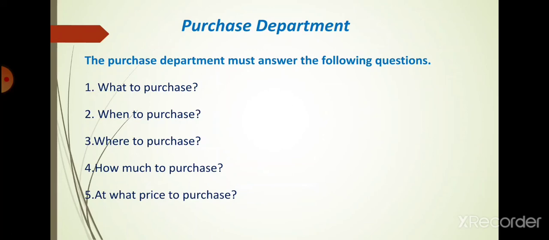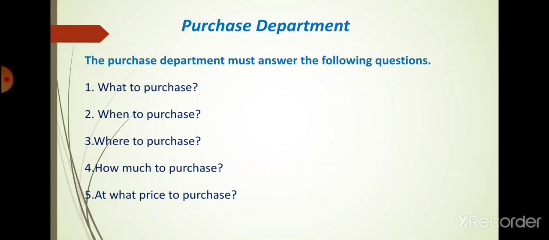If the business concern permits, it should have a separate purchase department. The top management lays down the purchase policy and the purchase department makes the purchases accordingly. The purchase department must answer the following questions: what to purchase, when to purchase, where to purchase, how much to purchase, and at what price to purchase.